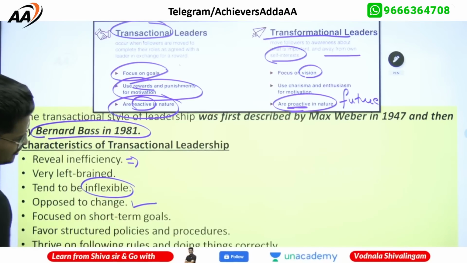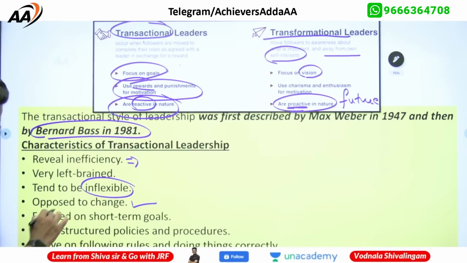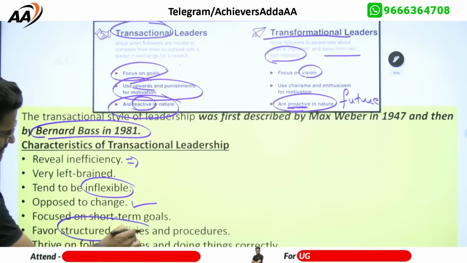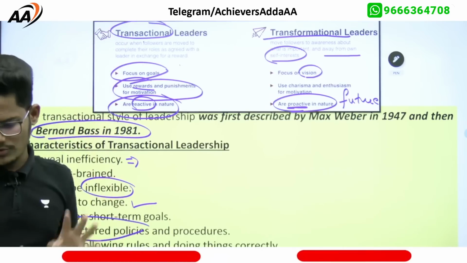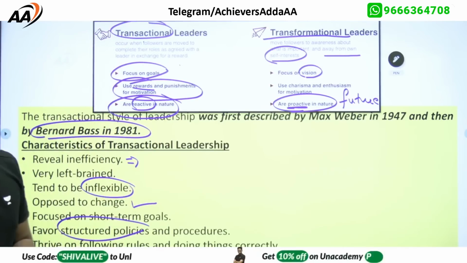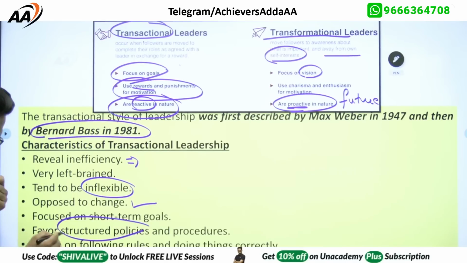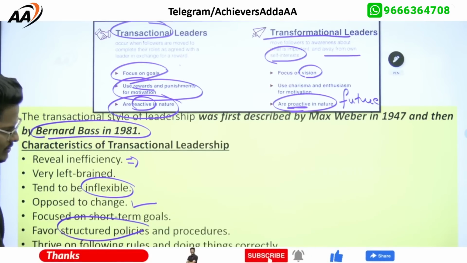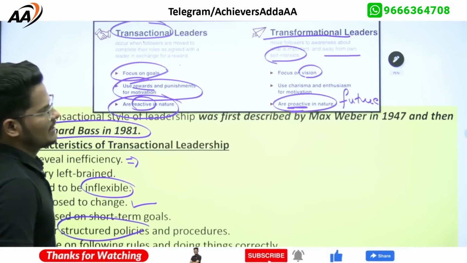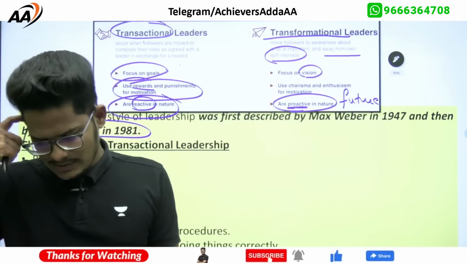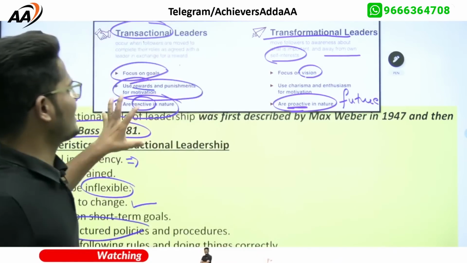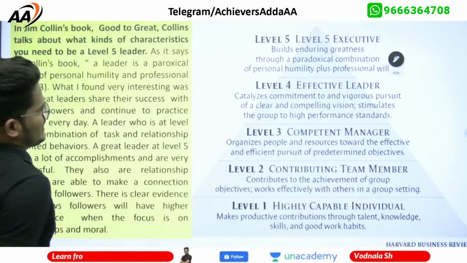Opposed to change, they don't want to change. And they focus on short-term goals only. They favor structured policies, always structured. If you are bringing new policies, these people will oppose. They don't want new policies, like government employees, right? They thrive on following the rules and doing things correctly rather than bringing new changes. They are resistant to change. That's about the transactional and transformational leader, right?